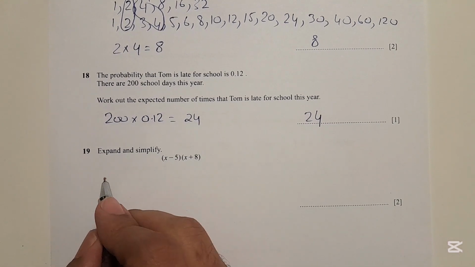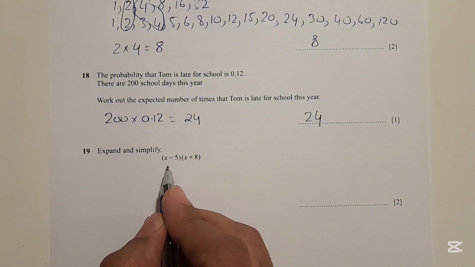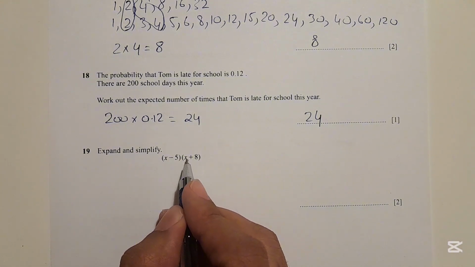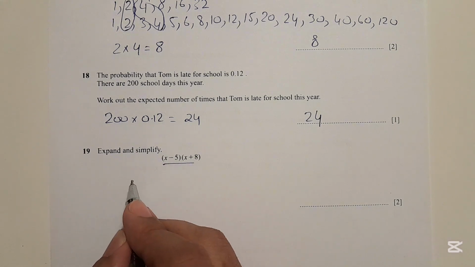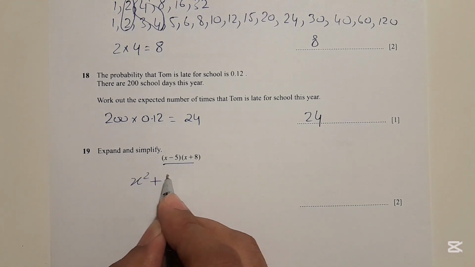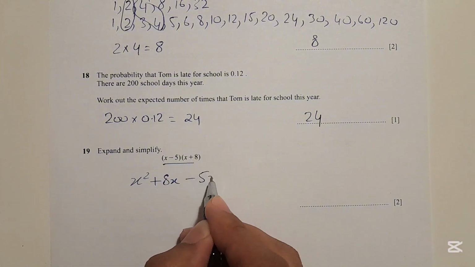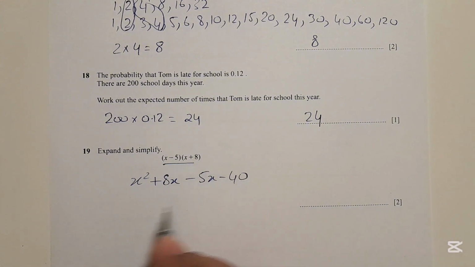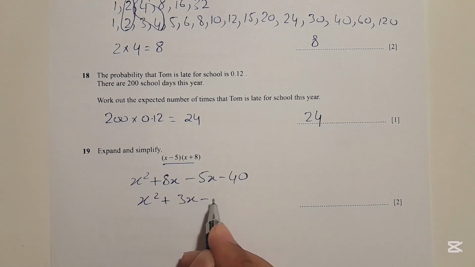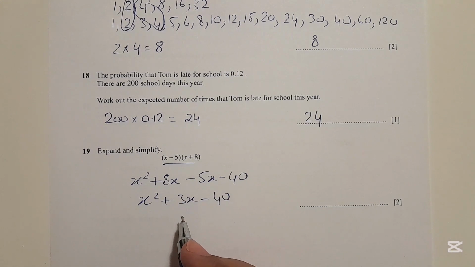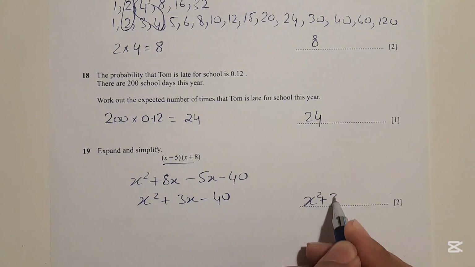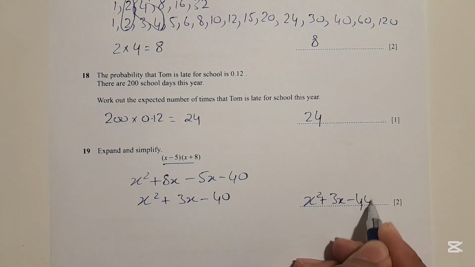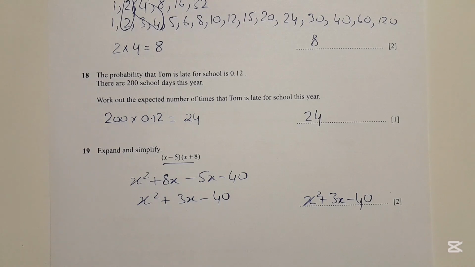Question 19 states expand and simplify x minus 5 in brackets multiplied by brackets x plus 8. So first what we will do is expand, which is x squared plus 8x minus 5x minus 40. So x squared plus 3x minus 40. So this will be the final answer for question 19.